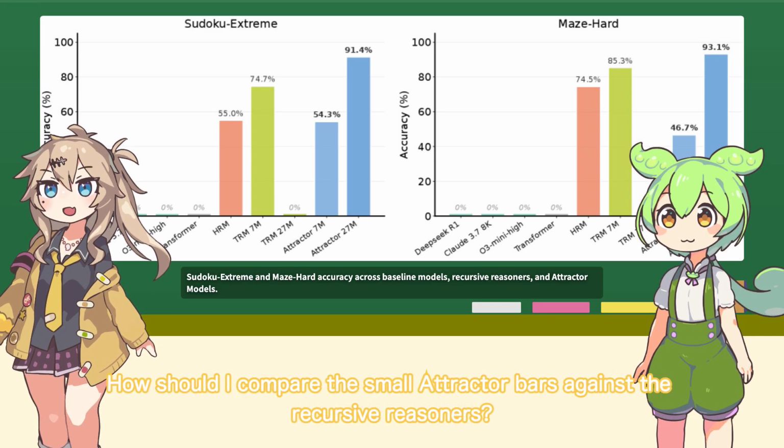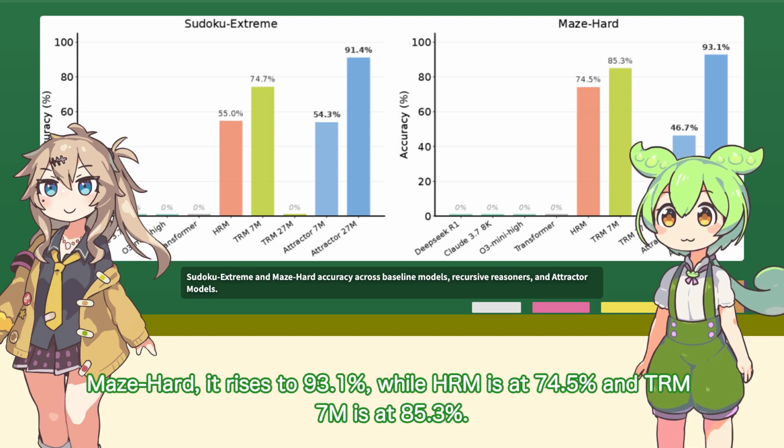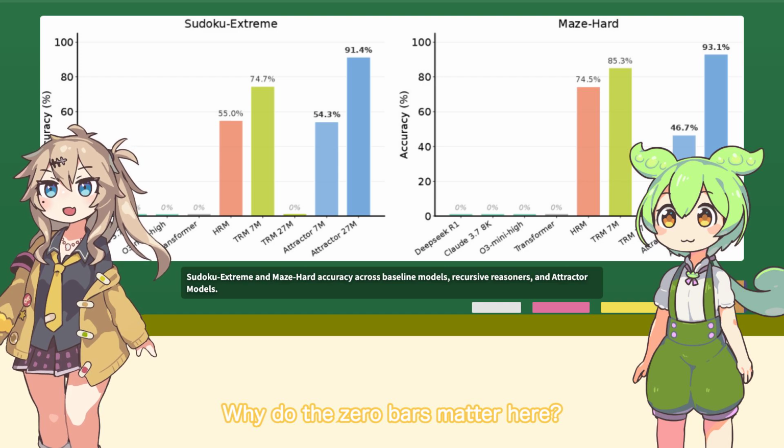How should I compare the small attractor bars against the recursive reasoners? On Sudoku Extreme, the 27 million parameter attractor model is above the 7 million parameter attractor model and above the listed TRM variants. On Maze Hard, it rises to 93.1%, while HRM is at 74.5% and TRM 7 million is at 85.3%. Why did the 0 bars matter here?